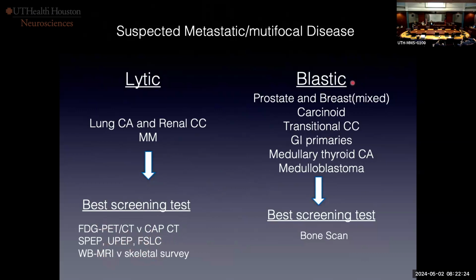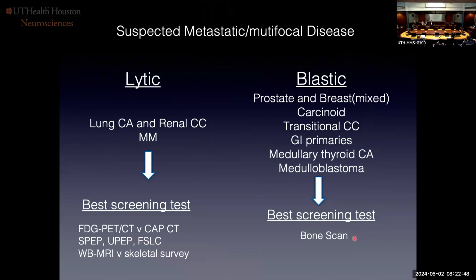What are the most typical primaries to cause blastic lesions? Prostate, breast, usually mixed. Carcinoid, transitional cell, GI primaries, medullary thyroid, and interestingly, medulloblastoma. In the cases that you can't, one of the CNS primaries that can metastasize with any degree of frequency will cause a blastic lesion in most of the reports of those.